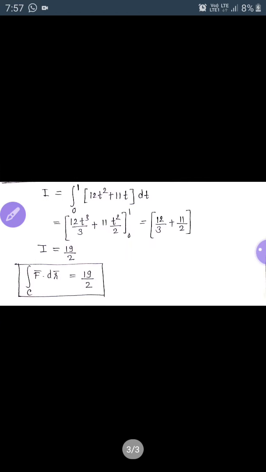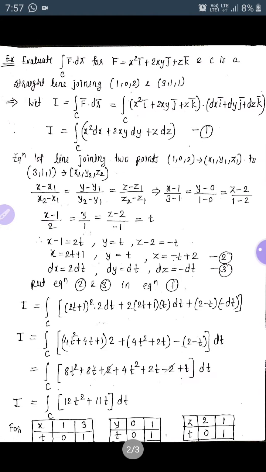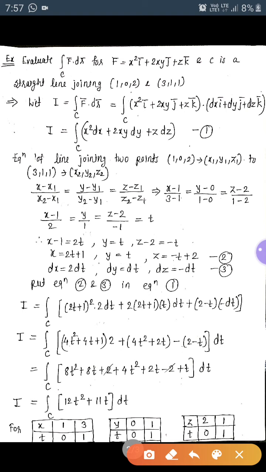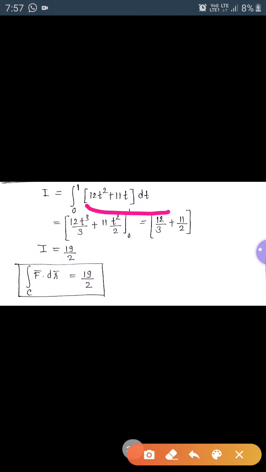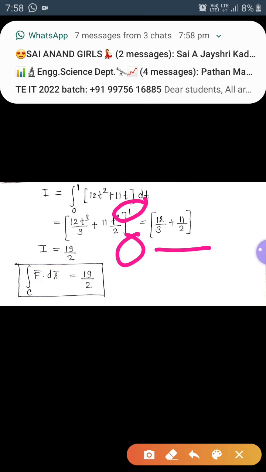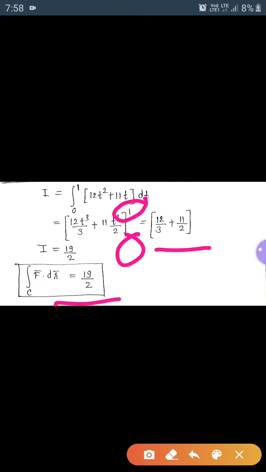So the integral becomes I is equal to integration from 0 to 1 of (12t squared plus 11t) dt. This is our integral, so substitute the limits 0 to 1. This gives 12 t cubed by 3 plus 11 t squared by 2. Now put the limits 0 to 1. If we substitute, we get 12 by 3 plus 11 by 2, which is equal to 19 by 2.